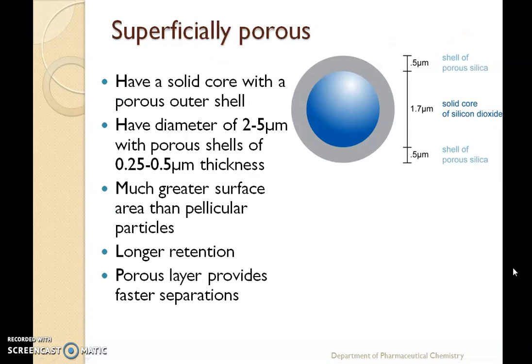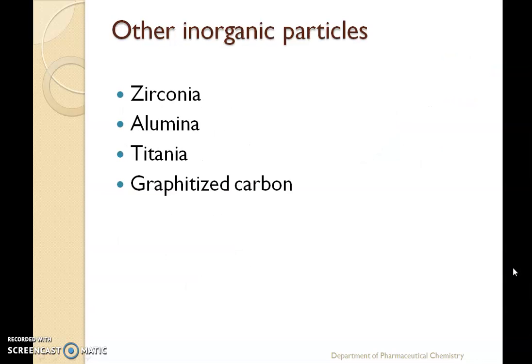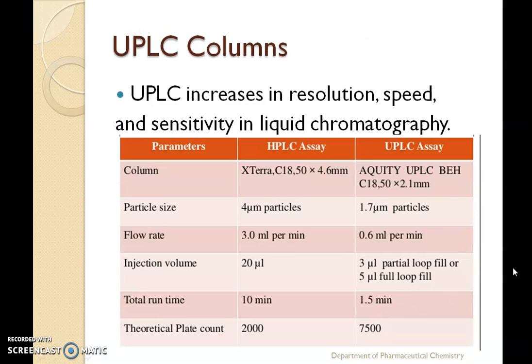Superficially porous materials are also sometimes used, which give a longer retention time, and the porous layer provides faster separation. Other inorganic particles which you can use for packing the column are zirconia, alumina and titania, and graphitized carbon are also sometimes used. The latest is the UPLC columns, which increase the resolution compared to normal HPLC, and not only resolution, but also speed and sensitivity are increased in liquid chromatography.